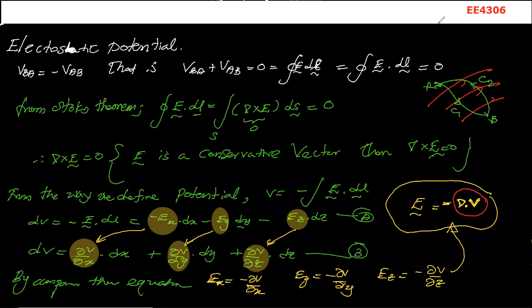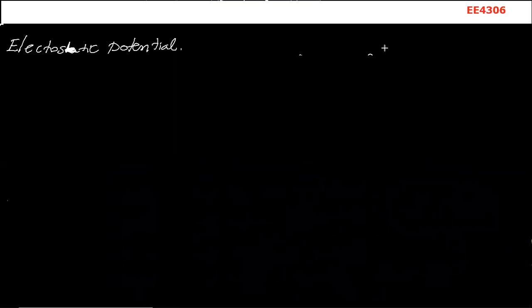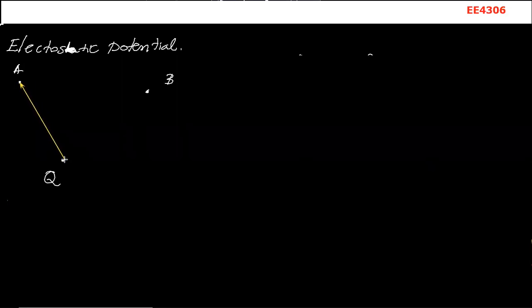So I'll go to the next slide. Just assume there's a point charge Q. I have selected two points, A and B. This one represents point A with respect to this unit charge, and this is the point B. With respect to this point P, I represent the position vector as RA, and with respect to this point P, I'll refer to this vector as RB.